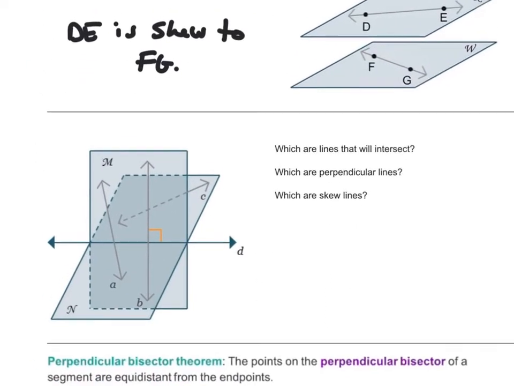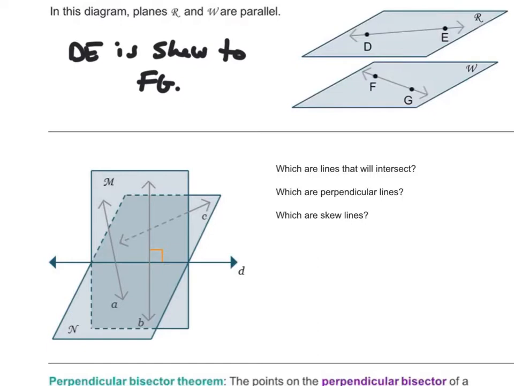So we would say that DE is skew to line FG. They're not on the same plane and they're not going to intersect. Now on this one, we're given a problem that asks which are lines that will intersect. You have one plane and then another plane, like an X type thing, and they intersect at line D.